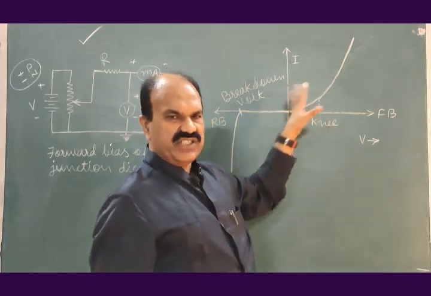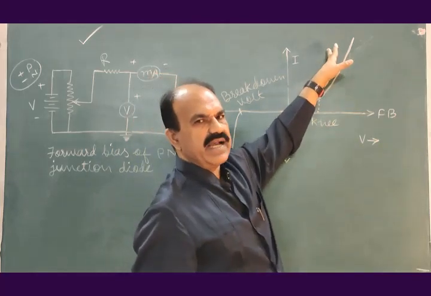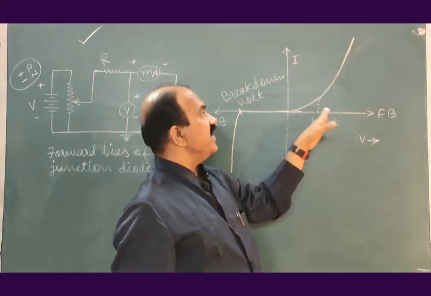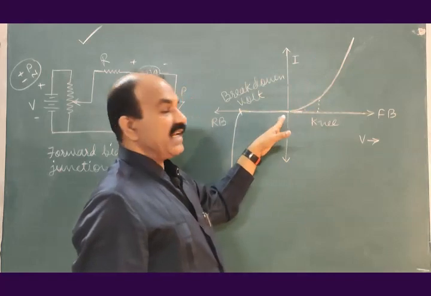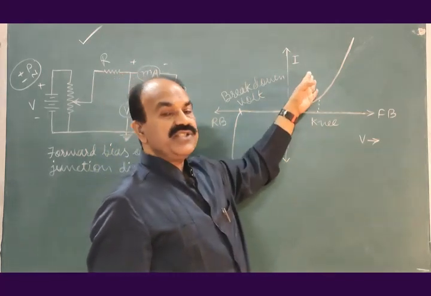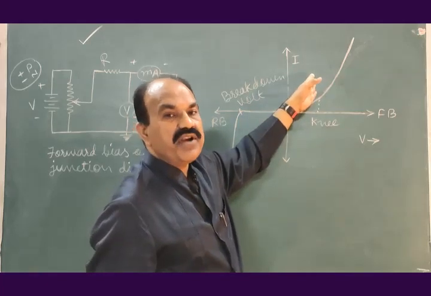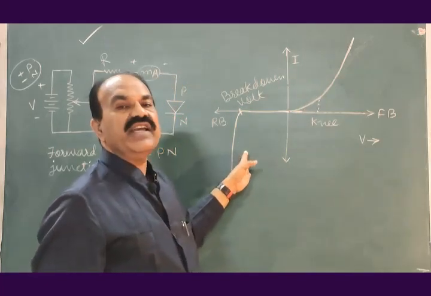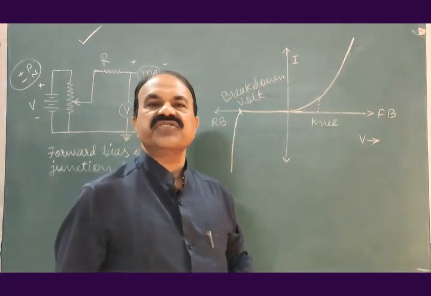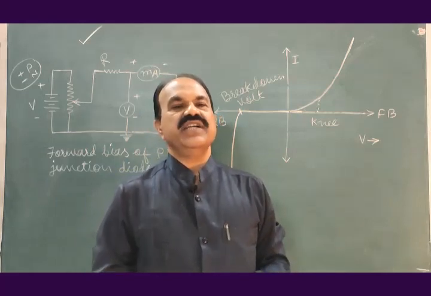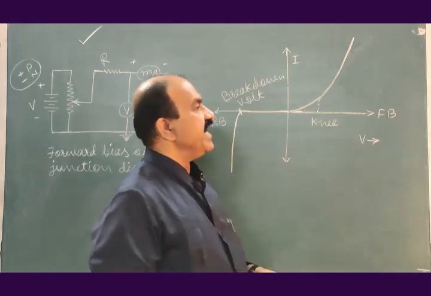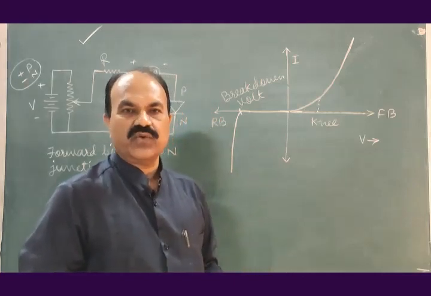These characteristics, these graphs, show the graphical relation between forward voltage and forward current, and the graphical relation between reverse voltage and reverse current. This is the VI characteristics of the diode in forward bias. This is the VI characteristics of the diode in reverse bias. This is the VI characteristics of the PN junction diode. This is all about the VI characteristics of a PN junction diode.